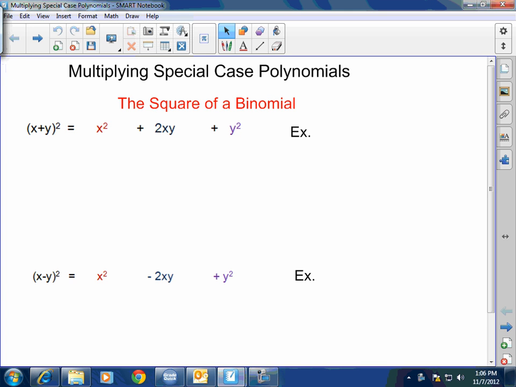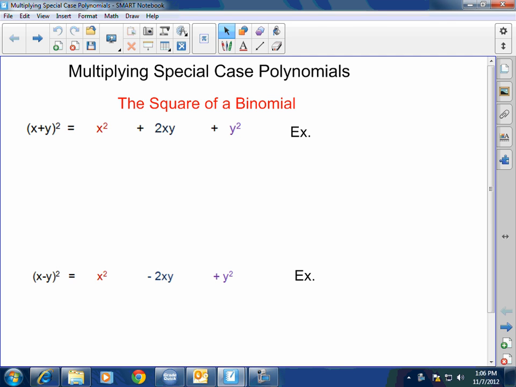Okay, today we're going to be talking about multiplying special case polynomials. When we talk about special case polynomials, we're talking about polynomials that have a constant format, if you will, when you multiply them. Every time you multiply these type of polynomials, you're going to get the same kind of format. So what are we looking at here?